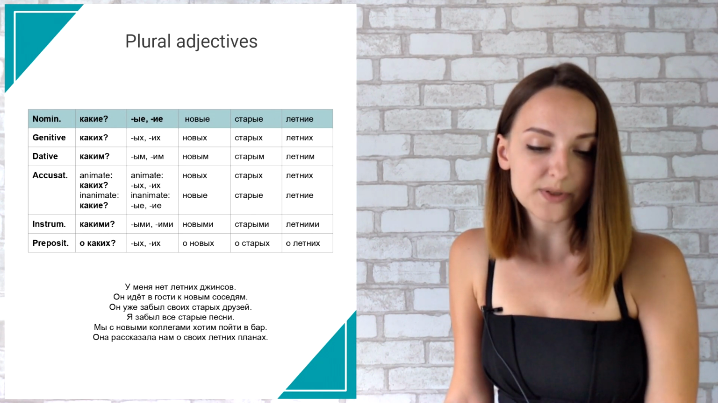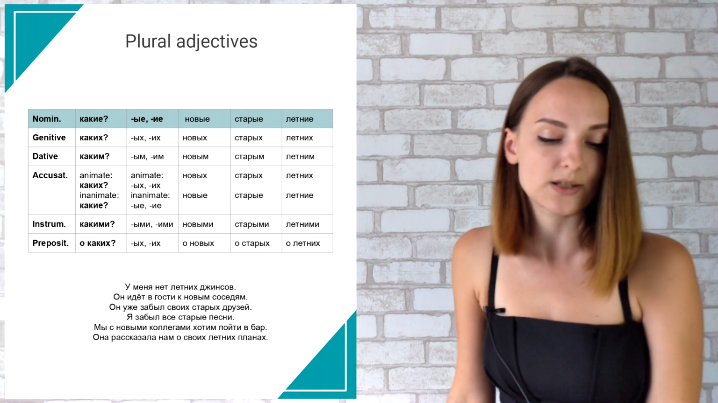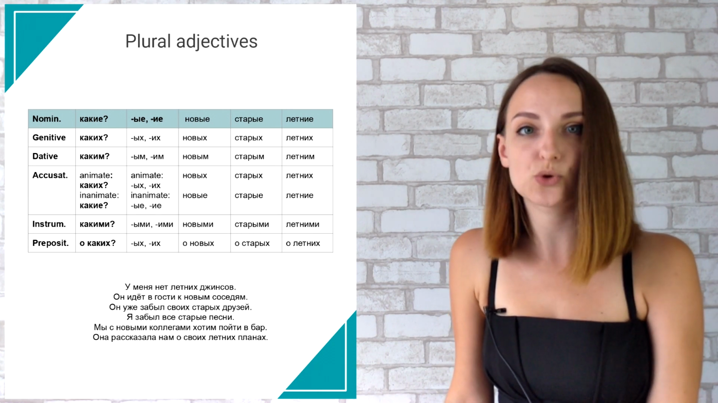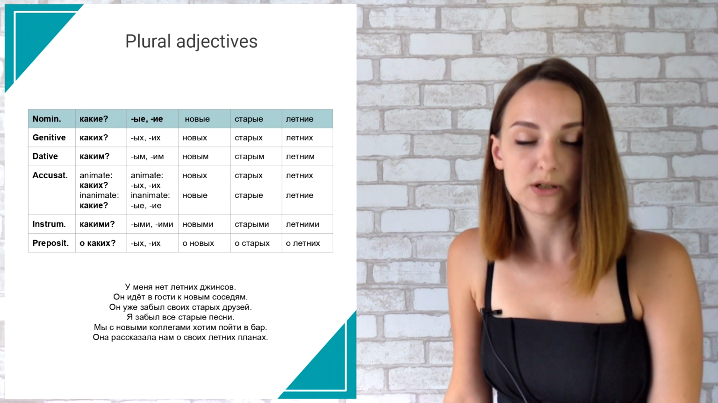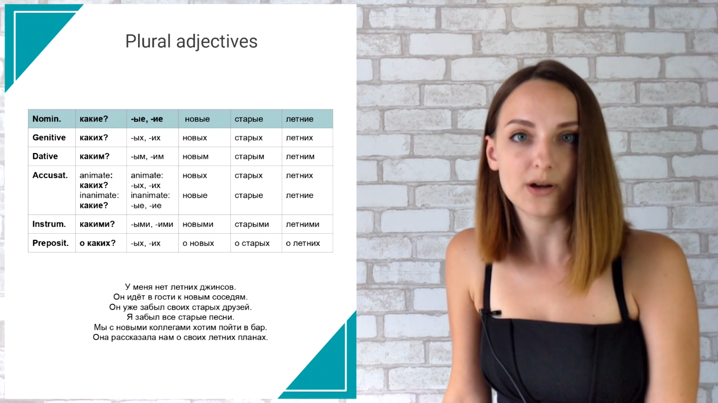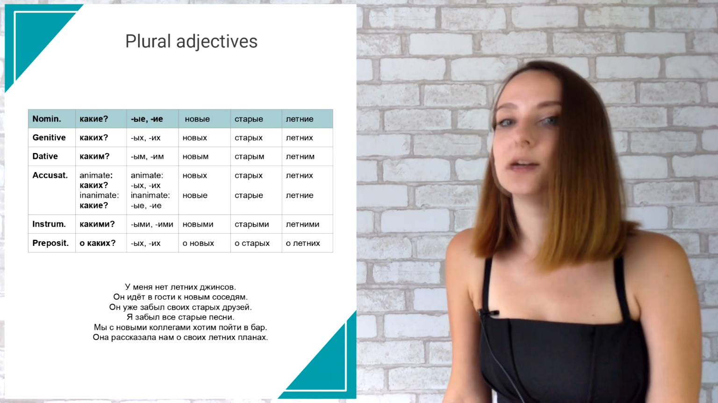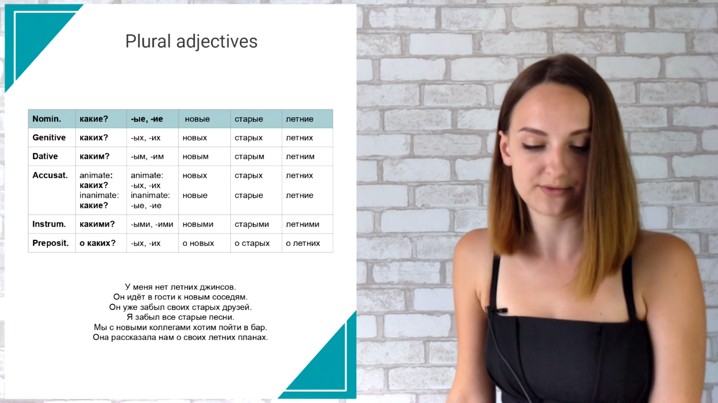You have all these examples. Let's read it in sentences. У меня нет летних джинсов. У меня нет, so we use genitive case. And we use the adjective летний, summer. I don't have summer jeans. У меня нет летних джинсов.